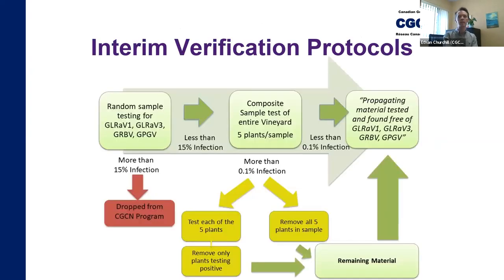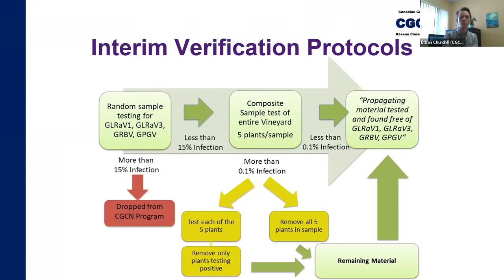So just a bit of an infographic here for you to outline the process. As I mentioned, testing pre-existing nursery propagation blocks. The first phase of testing involves a random sample of 10% of the vineyard, which includes a visual inspection and PCR testing. If 15% or more of the vineyard is found to be infected, it is dropped from the program. But if less than 15% is found to be infected, the propagation block moves into the second phase of testing, which is the middle green square in that top arrow there.